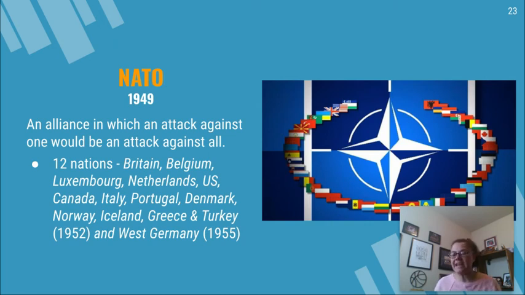Greece and Turkey will join in 1952 because they are starting to build their countries back from getting the money from the Truman Doctrine and the Marshall Plan. And West Germany joins once it becomes a country and gets back on its feet economically in 1955.